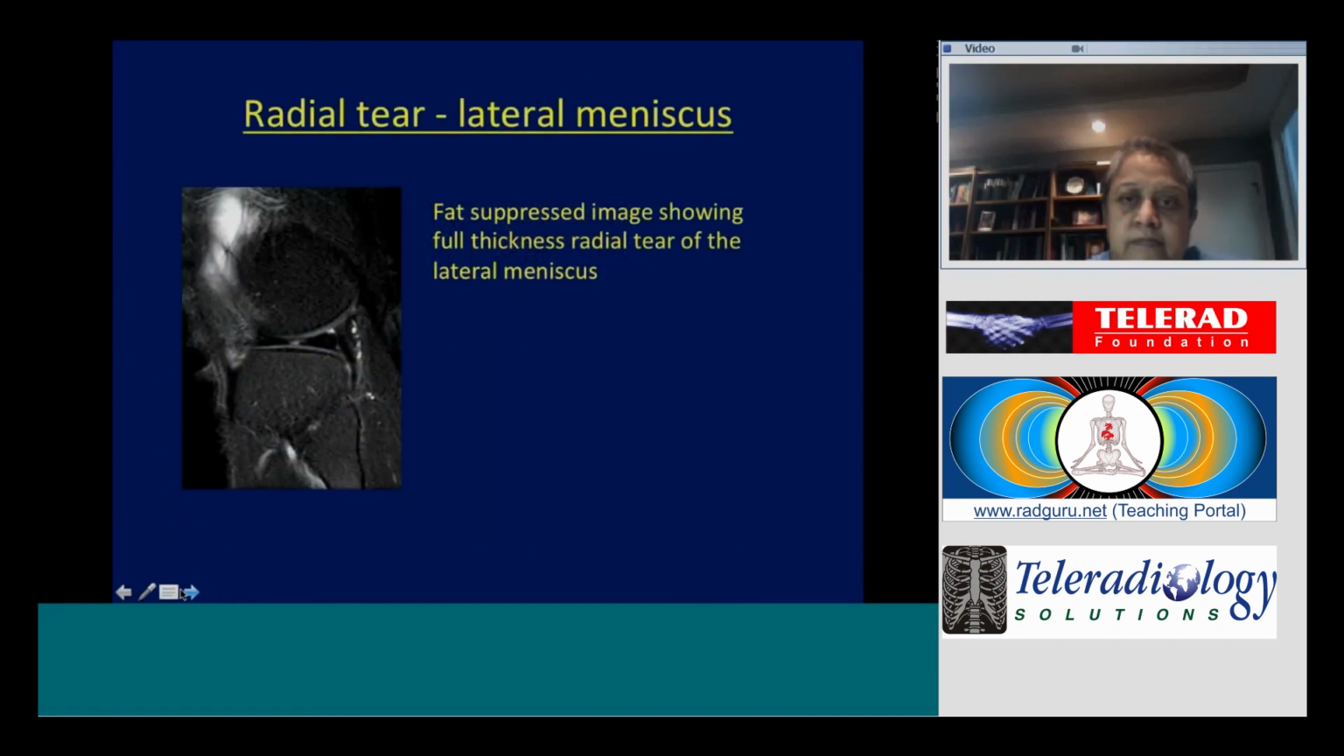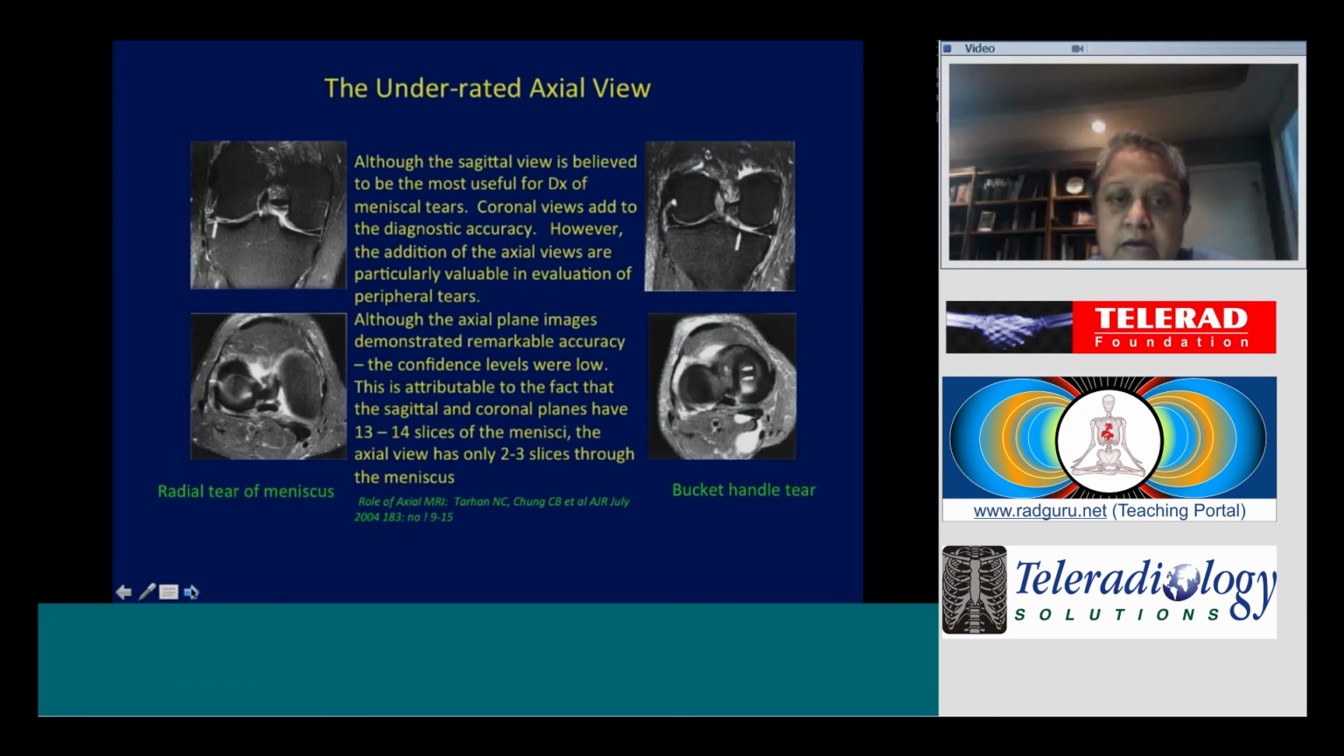What about a radial tear? Here is a fat-suppressed image showing a full-thickness radial tear right in the middle of that isthmus that I had pointed out when we were looking at normal menisci. Now, the underrated axial view will show you beautifully where there are tears of the meniscus. So here we see an example of the radial tear of the meniscus. And then, when you're looking at a bucket handle tear, notice on the axial view, much better depiction.